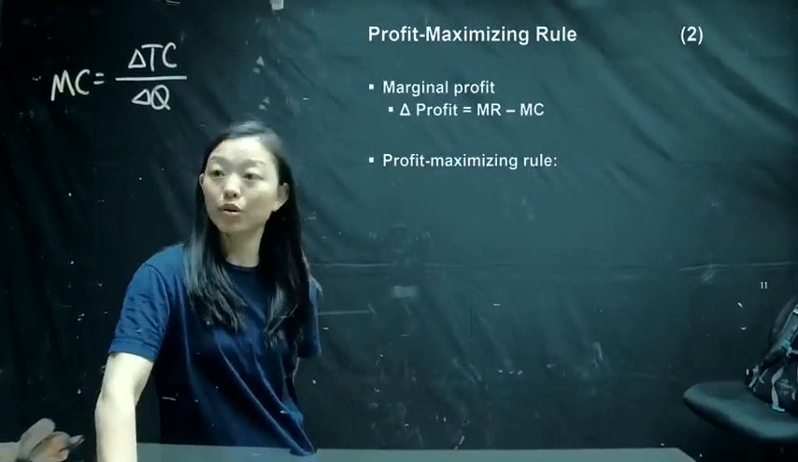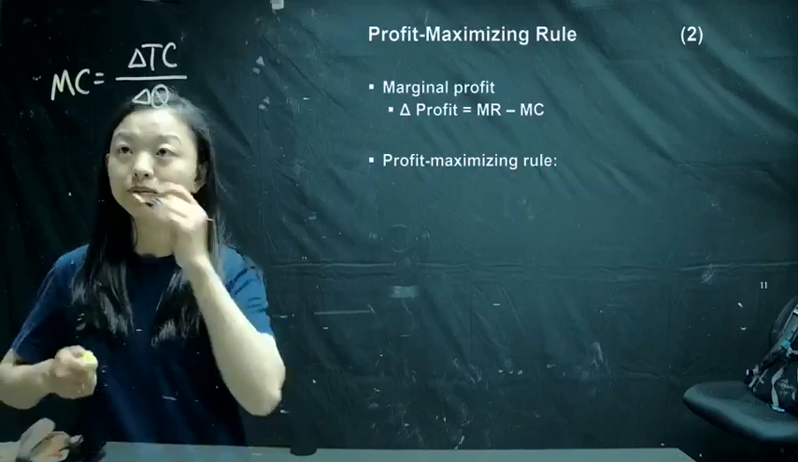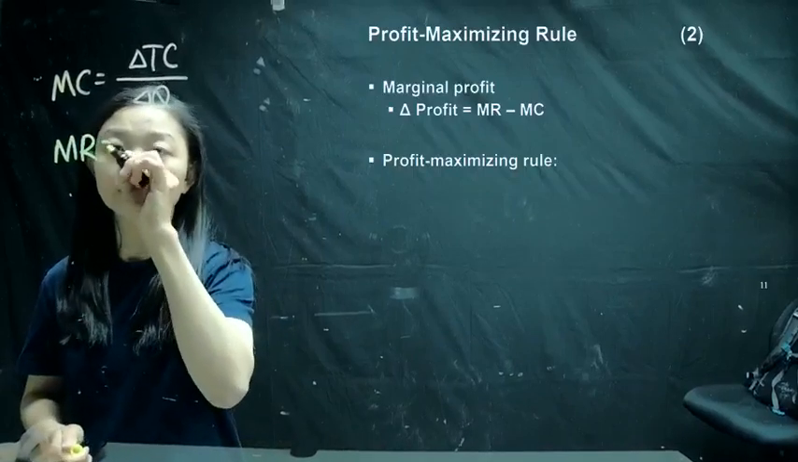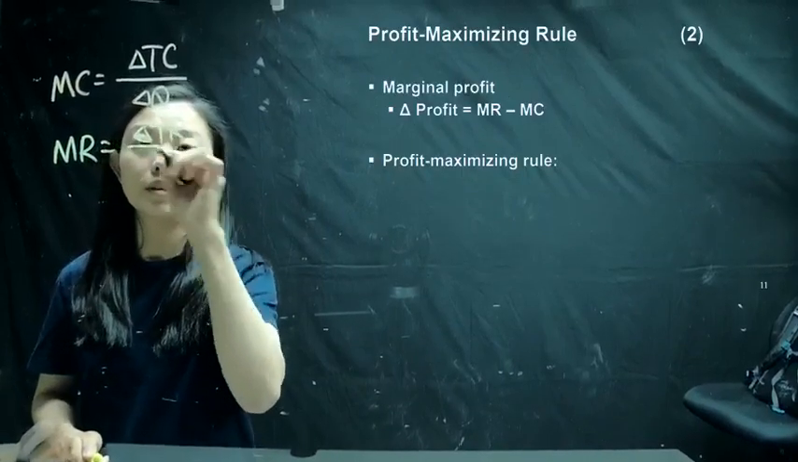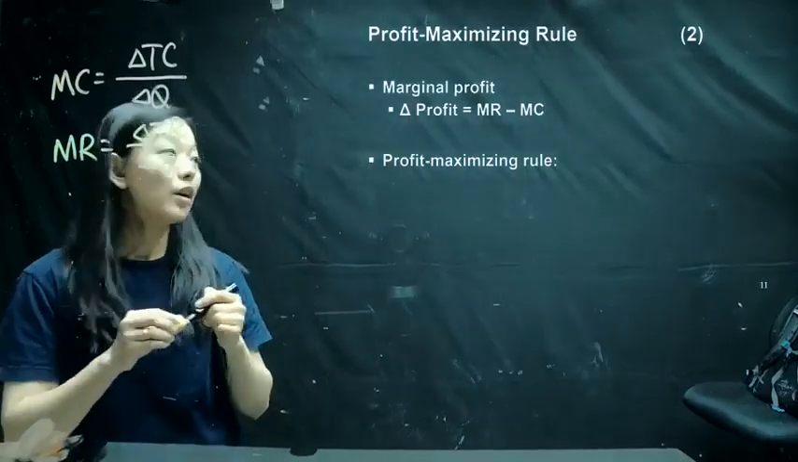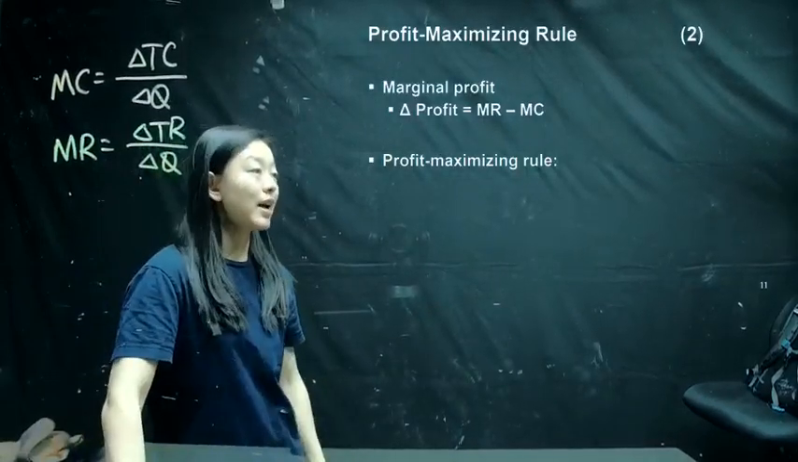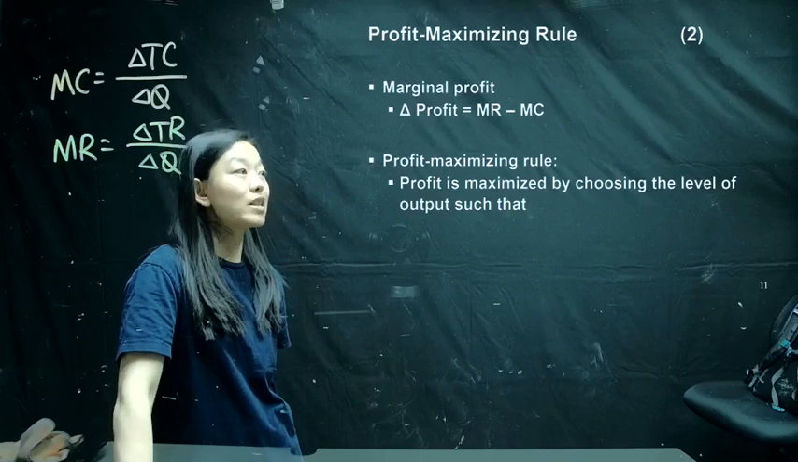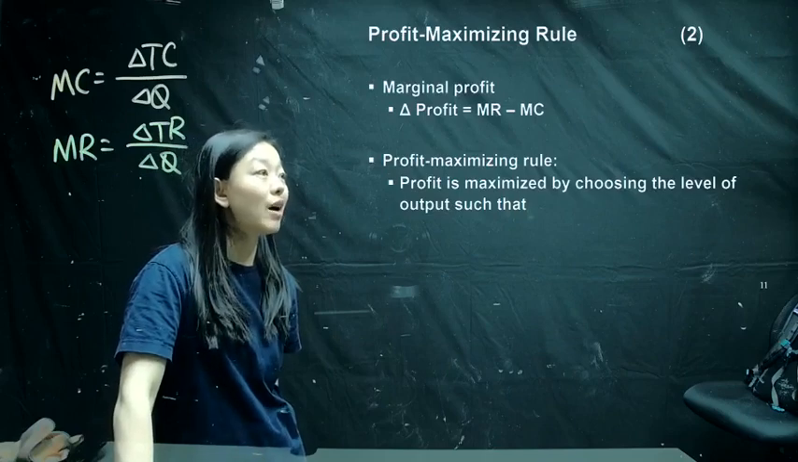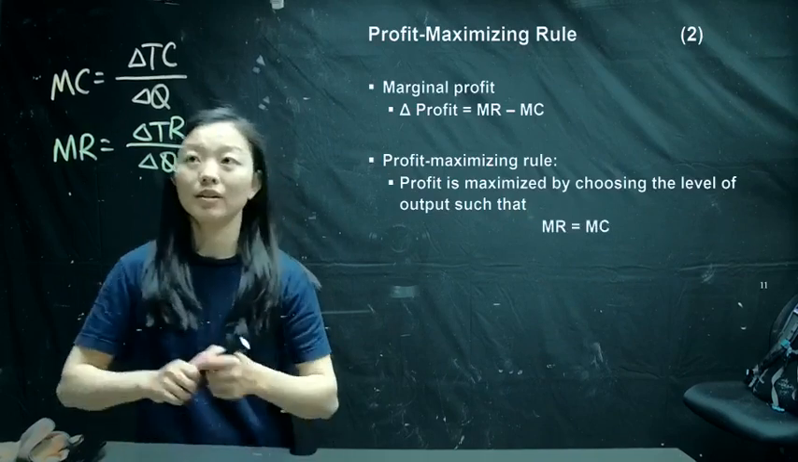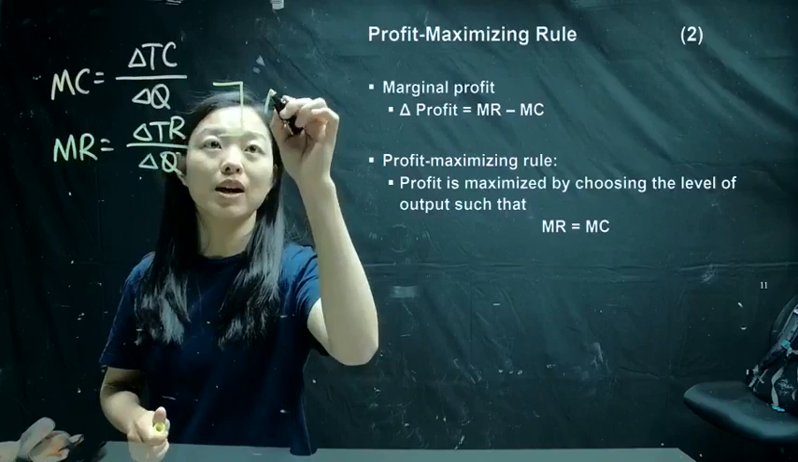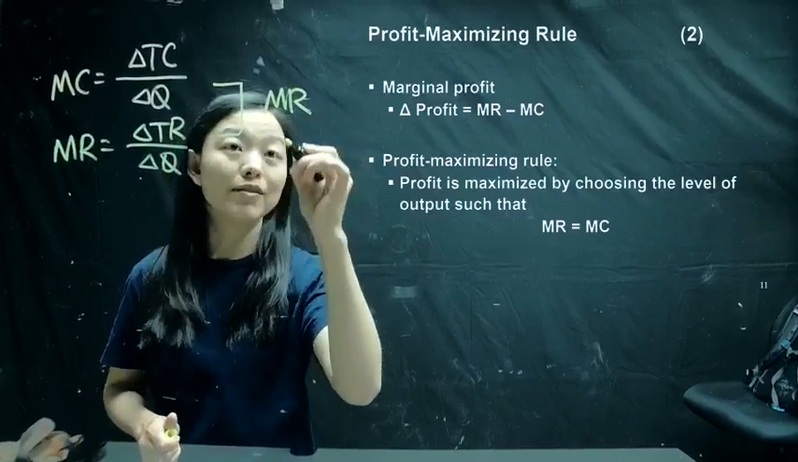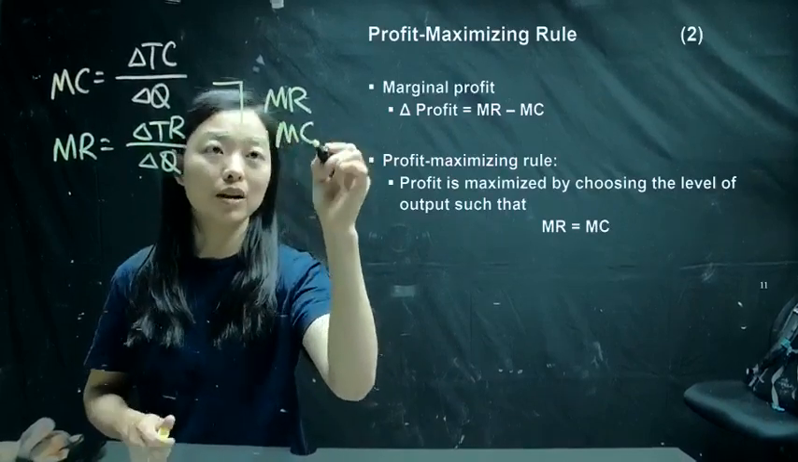Marginal profit will equal marginal revenue subtract marginal cost. And then the profit maximization rule here: profit will be maximized by choosing the level of output such that these two equal each other, okay? Marginal revenue equals marginal cost.